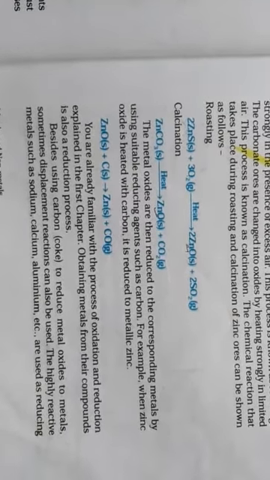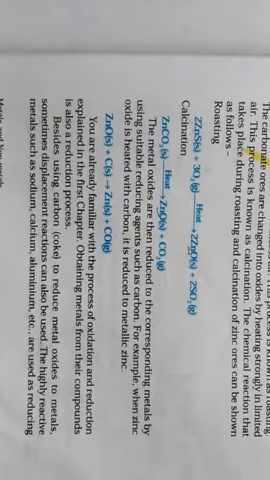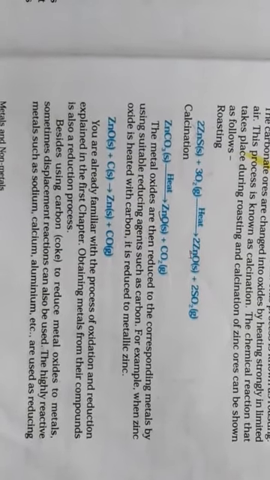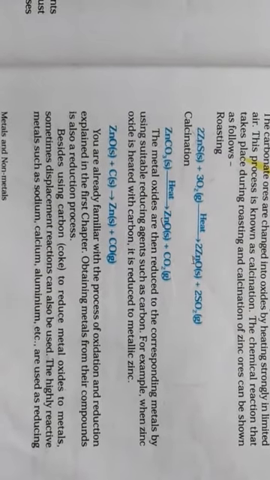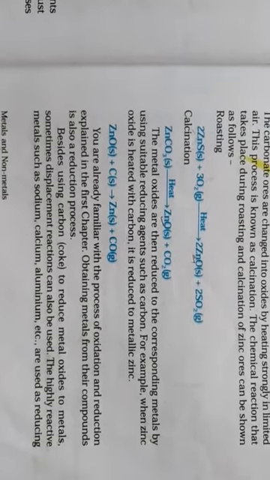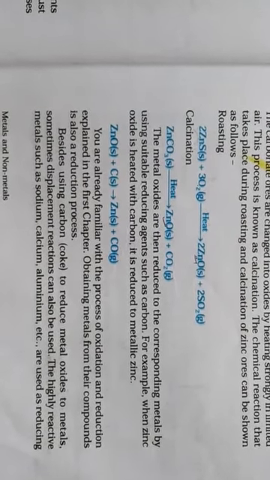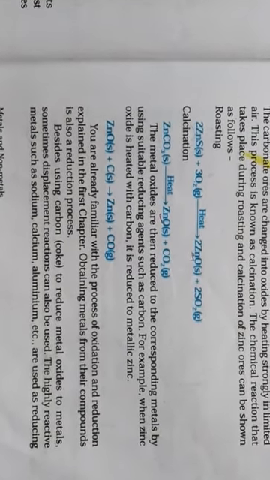Now there might be a question: why should we convert this sulfide or carbonate ore into its oxide? Because to obtain a metal from its oxide form is much easier, since through a simple reduction process we can obtain the metal. That's why we are converting the sulfide form or carbonate form into oxide, so that we can extract the metal easily.